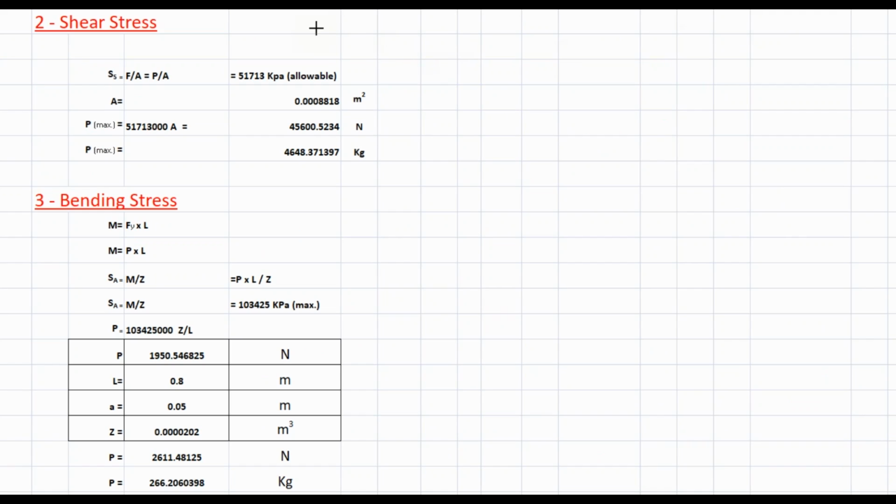Now we'll do calculation for shear and bending stress. As per shear stress, the maximum safe duct weight for this U channel is 4648 kg, and as per bending stress, the maximum safe duct weight for this channel is 266 kg. Both of these weights are higher than our duct riser weight, so this channel as per shear and bending stress also is safe for this duct riser support.